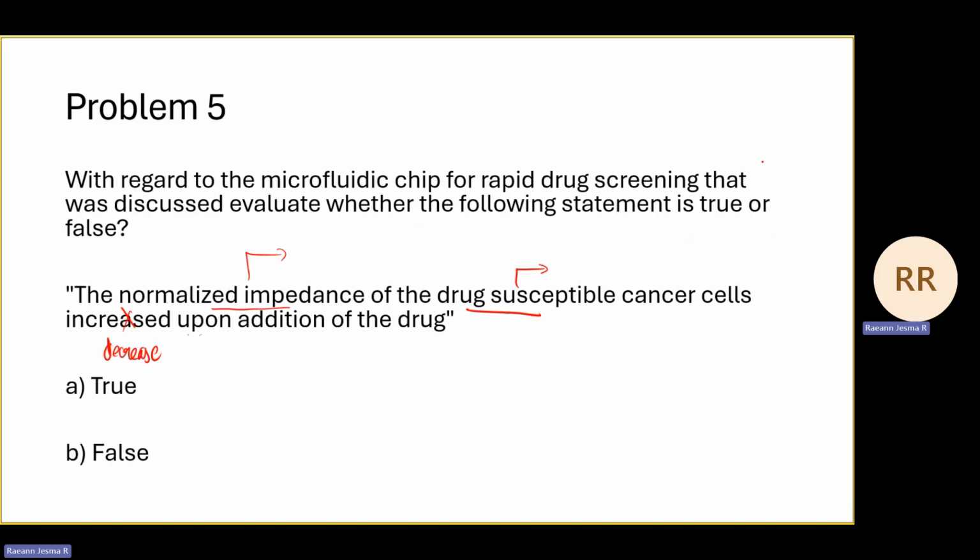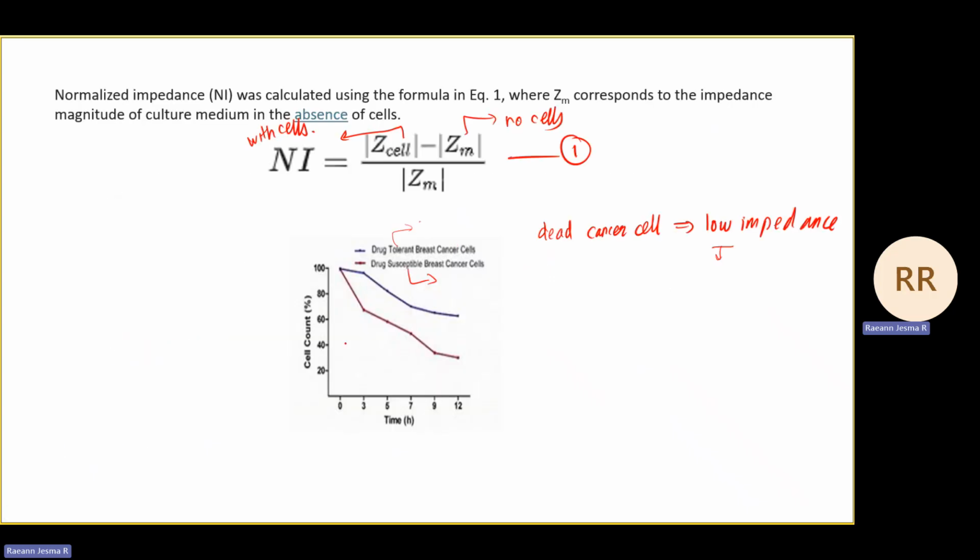Okay. So here in this statement, what is wrong is that the normalized impedance will decrease. And another thing is immediacy. This reaction does not happen immediately on the addition of the drug. It will take some time for the drug to get absorbed by the system and react with the cancer cells. So immediately upon addition, we will not see any change in the impedance. After some time, we'll see some change in the impedance. We can see this here also. At time t equal to 0, we do not see much change, but as the time increases, we see change. So it will take some time for the drug to react with the cancer cells.